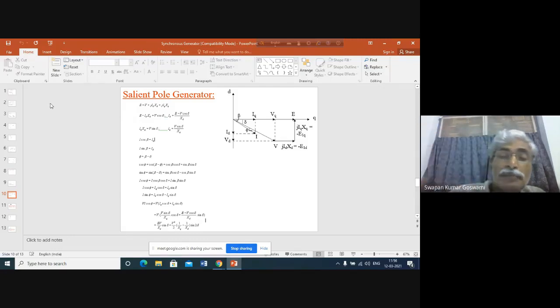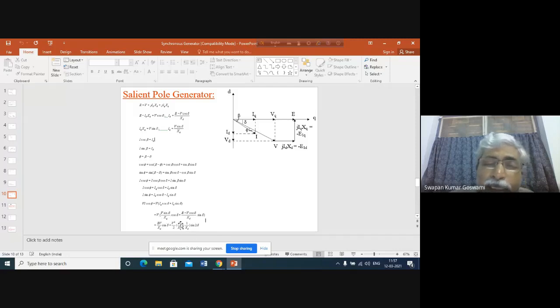Now, if you find dP/dδ for the salient pole machine, you see that it is somewhat higher than for the cylindrical rotor machine. Higher because of the presence of this sin 2 delta component, because of the presence of this reluctance power component. Right?